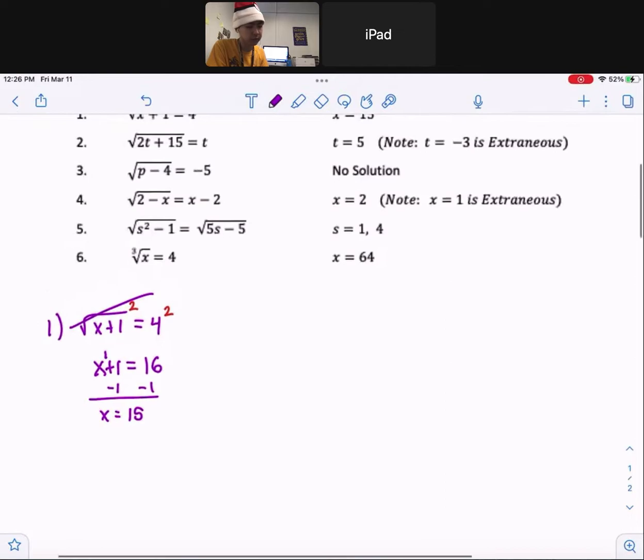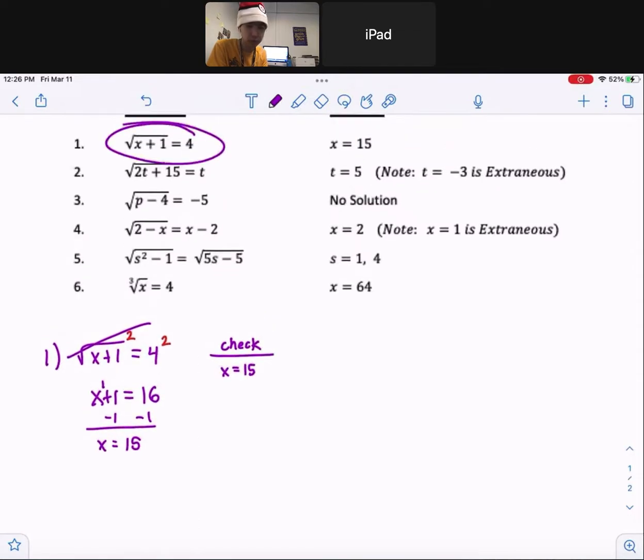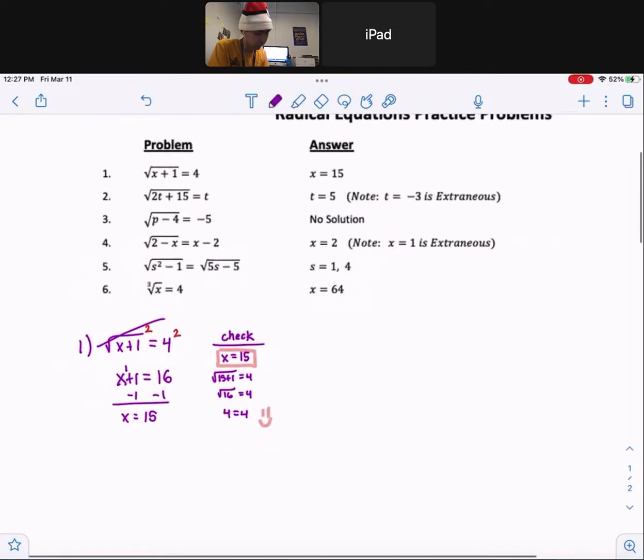So that's our tentative answer so far, but let's check our answer, right? x equals 15, so we're going to plug it into the original equation, you guys. So we get the square root of 15 plus 1 equals 4. Square root of 16 equals 4. 4 equals 4. And that produces happiness. So yes, this is going to be our answer. Okay, so that's number 1.